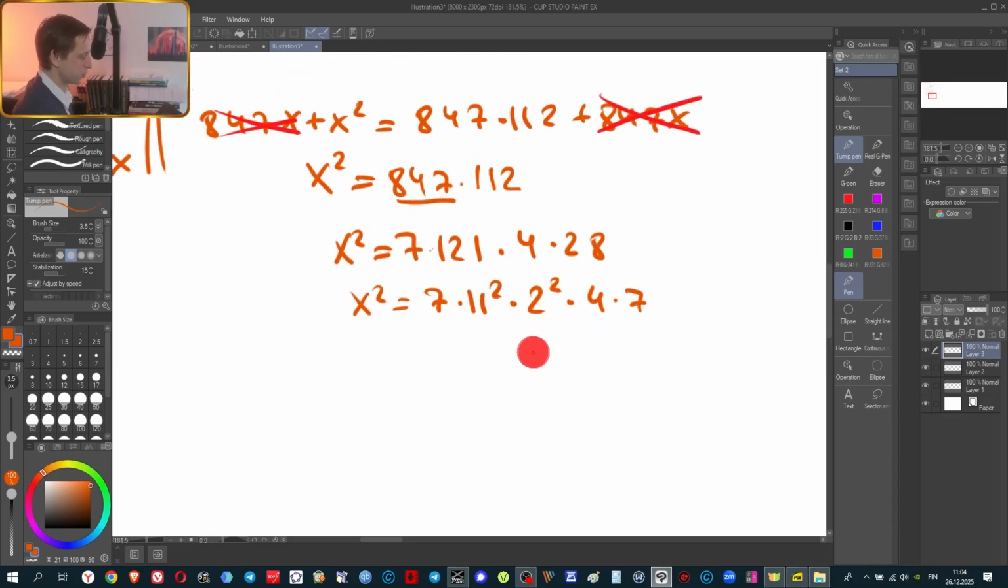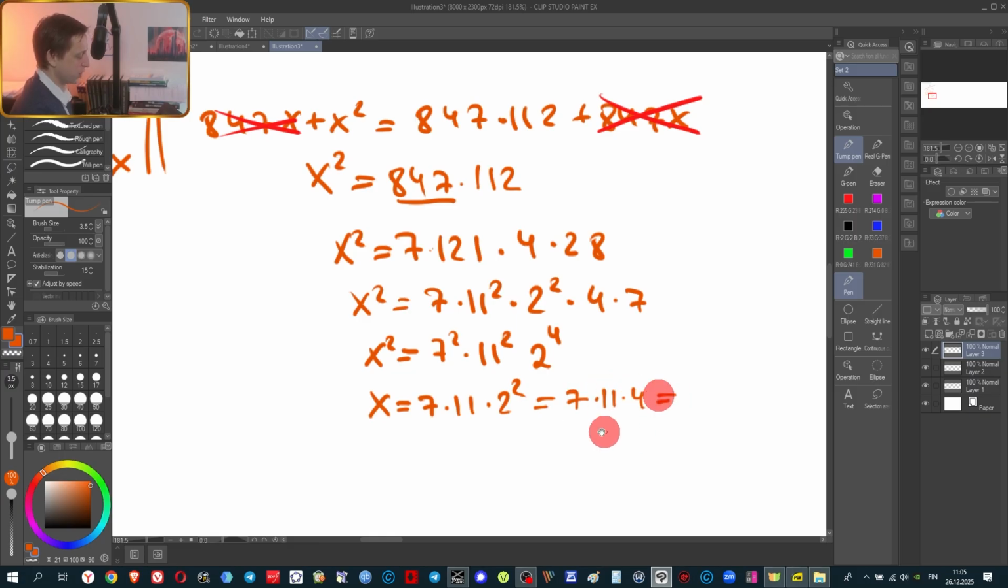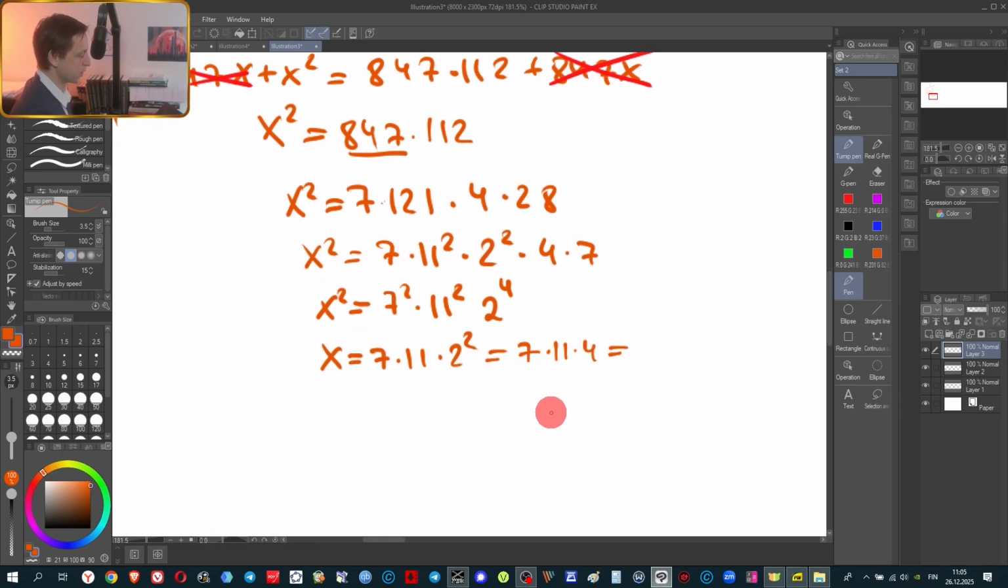2 to the power of 2, so the total power of 2 will be 2 to the power of 4, 7 squared, and 11 squared. It is the value of x squared, and therefore the value of x equals 7 times 11 times 2 squared, equals 7 times 11 times 4.